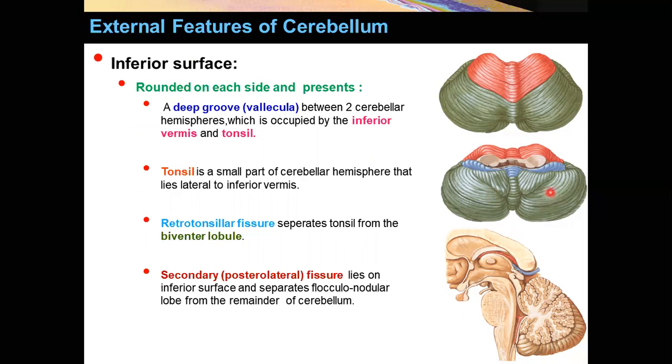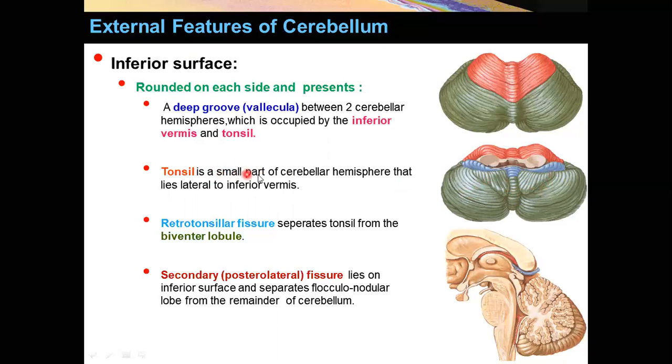Now let's look at the inferior surface of the cerebellum. It is rounded on its side and presents a deep groove, which is called the vallecula, between the two cerebellar hemispheres, which is occupied by the inferior vermis and the tonsil. This is the tonsil, or the cerebellar pyramid.